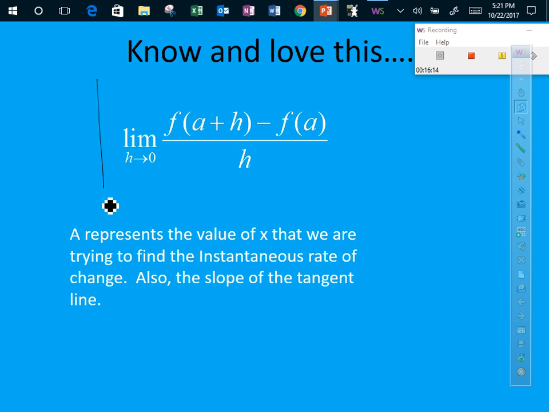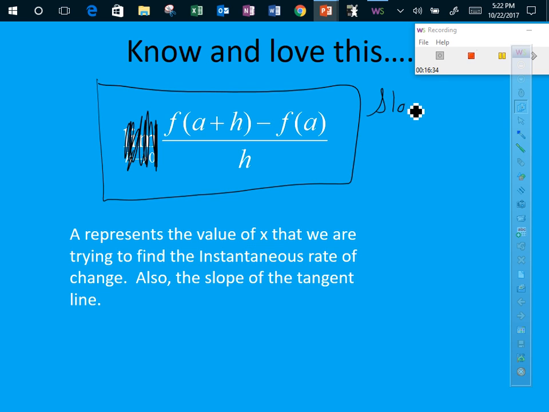You'll need to write this formula down on your sheet there. So we got the limit as h approaches 0 of f of a plus h minus f of a all over h. So guys, don't do this to yours. If the limit as h approaches 0 is not in there, this is the slope of the secant line.